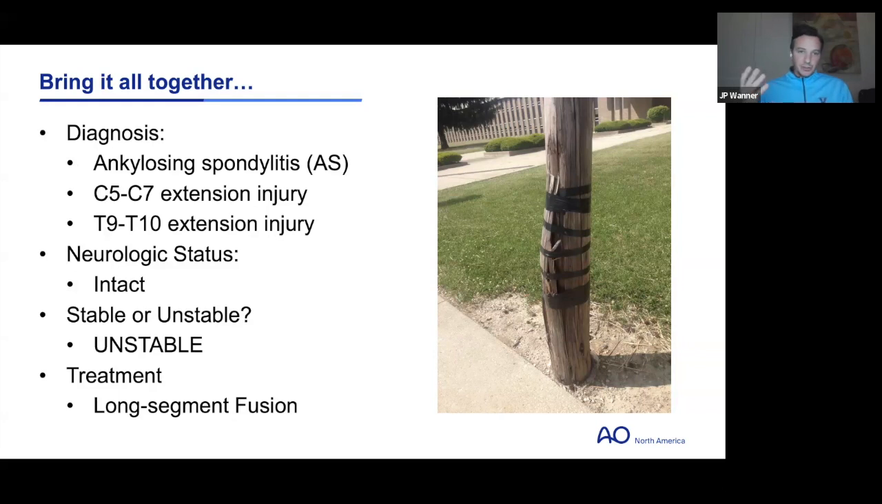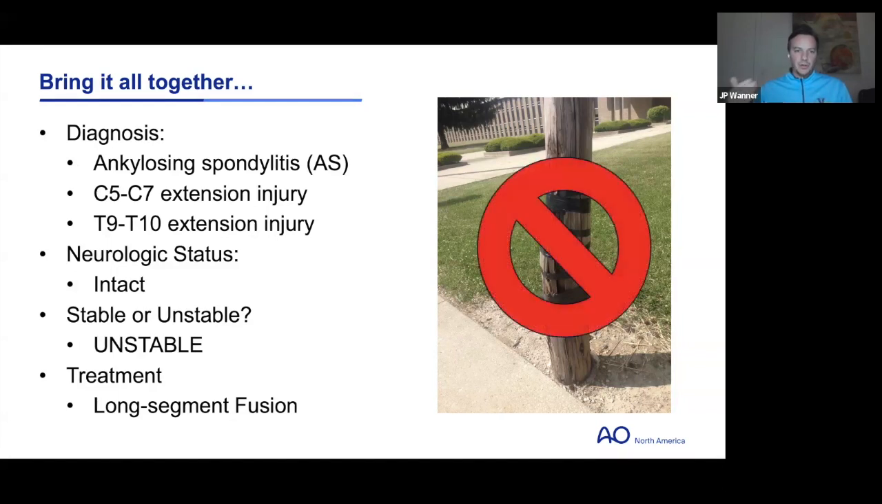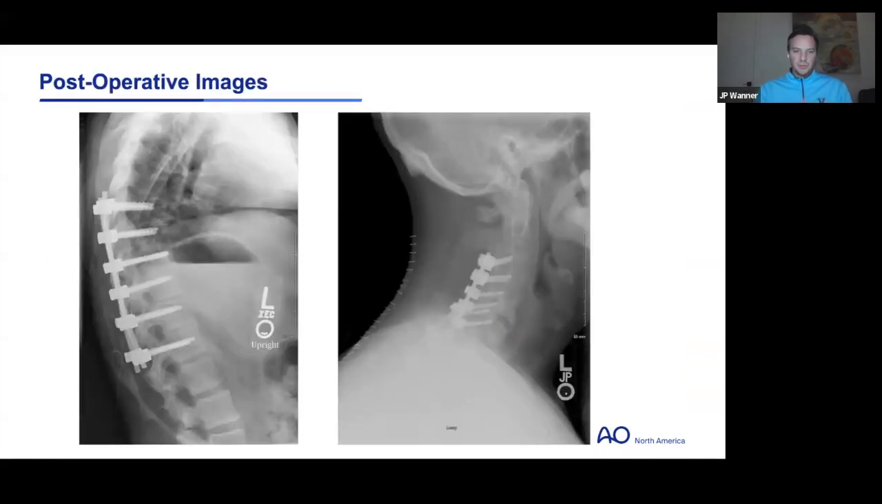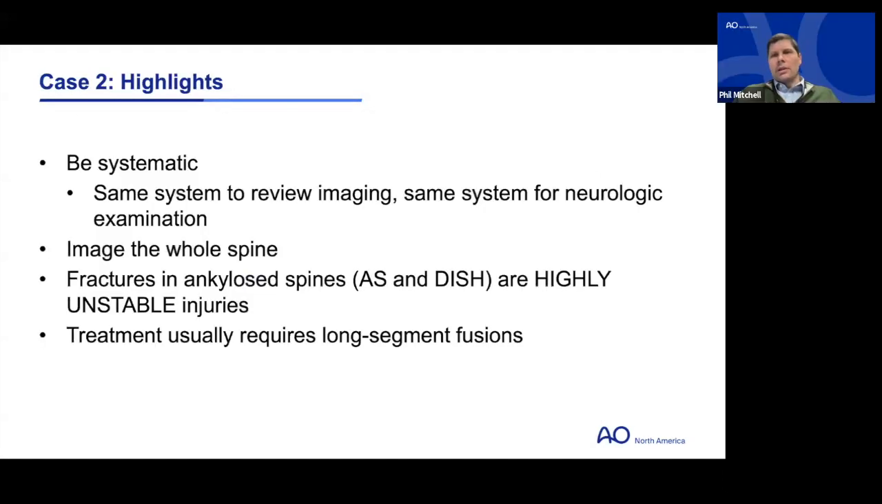So this is a B3, C5 to C7 had an extension injury, and then a non-contiguous one down at T9, T10. These are essentially long bone fractures. You're not going to treat a transverse femur fracture with a 4-hole plate, right? You're going to need a much longer construct for that. So this is a long bone fracture. You need a long fusion segment, which is what this patient got. 3 above, 3 below for the thoracic injury, and then the same for the cervical injury. Nice. So to sum it up, ankylosing spondylitis and DISH spine are much different than that first case and much more unstable, and like that last image, they will require a long segment fusion.